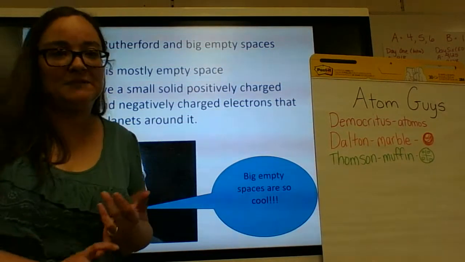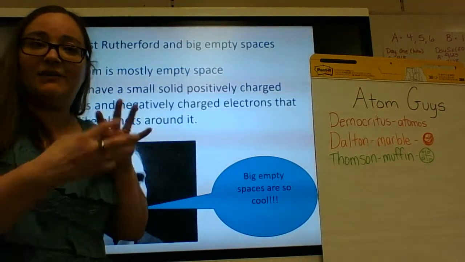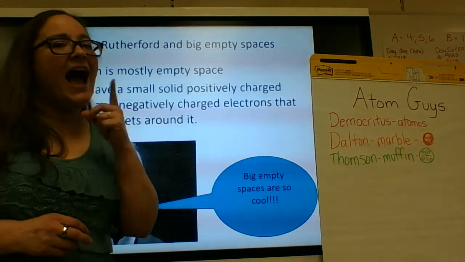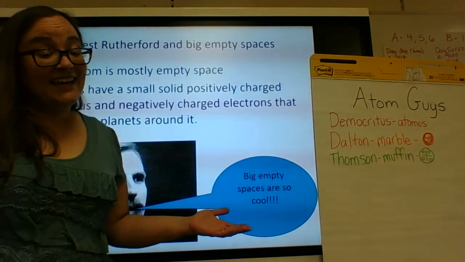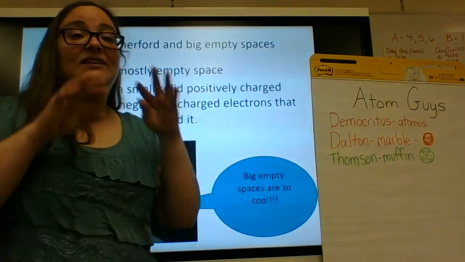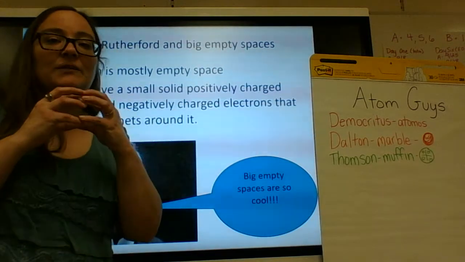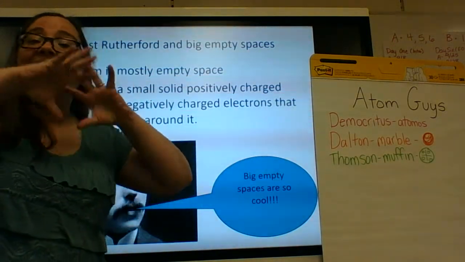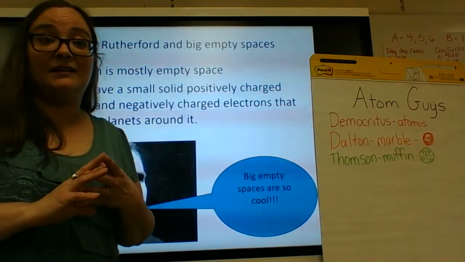So he looked at Thompson's model and Dalton's model of it being solid. Granted, Thompson's model had different pieces, but it was still solid. And he was like, I don't know, I think the atom is mostly empty space. And he was right. A long time ago when he came up with this, he was right. It's really incredible. He believed that atoms had a small, solid core. He was wrong about that. He believed that it was a solid core in the middle, kind of like Dalton's marble. But then the outside of it was empty space, and the electrons just floated around on the outside.